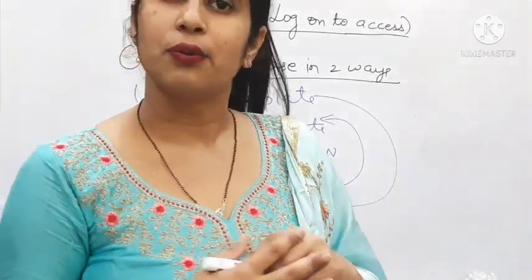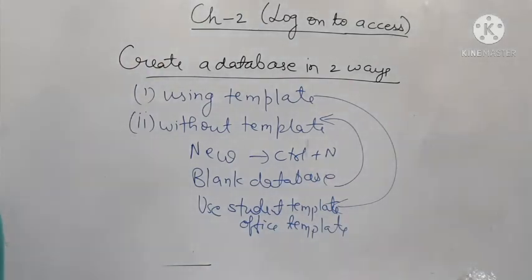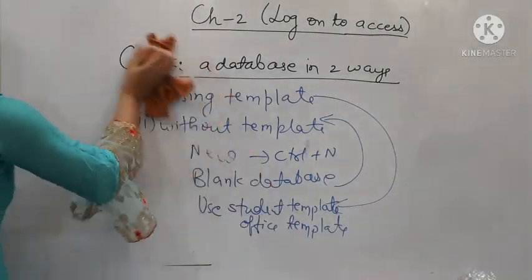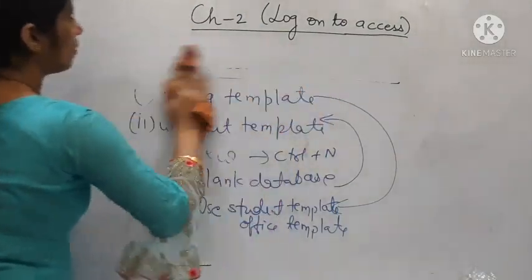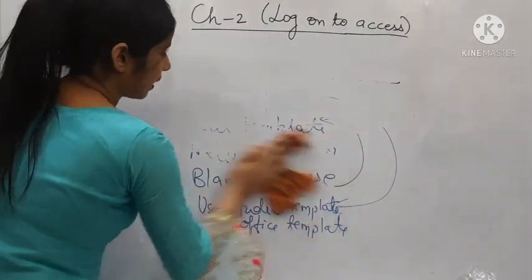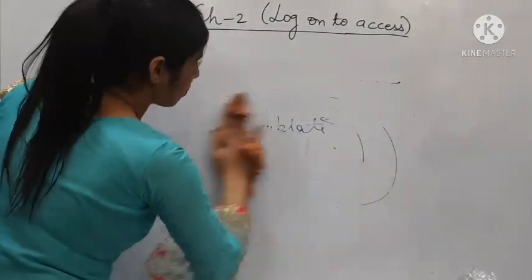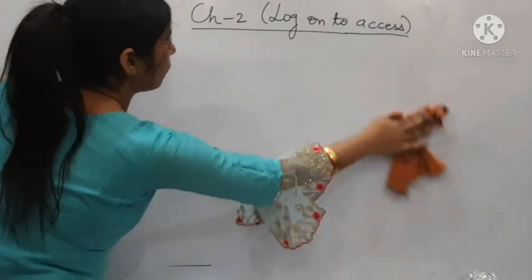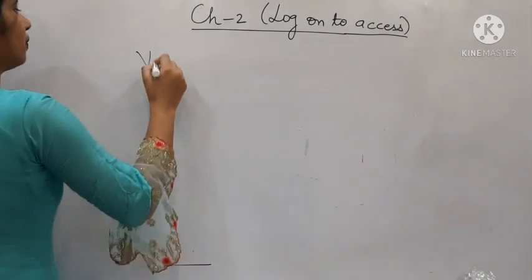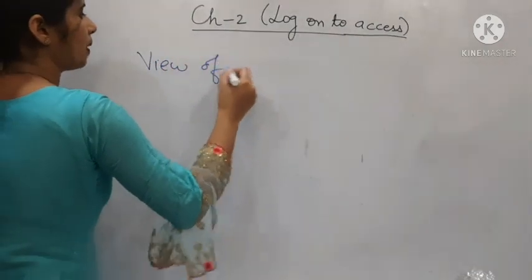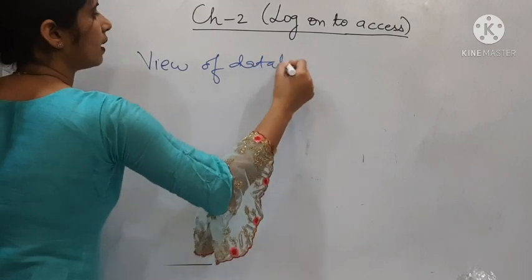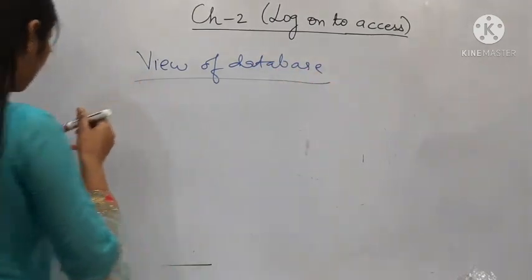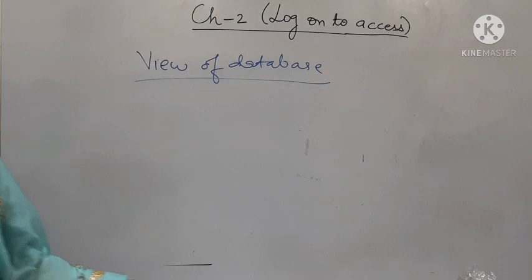So easily we can do it with the help of it. Okay. Now the next topic is that whenever we are creating a database, here we find two types of views. Okay, views of database. The next topic is views of database. Actually, there are two types of views in database.